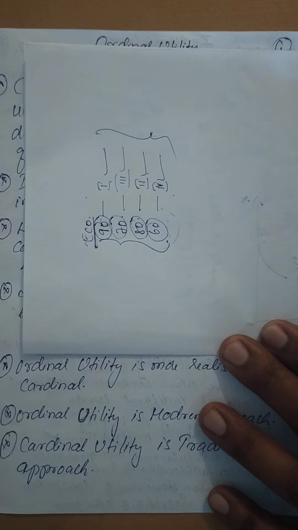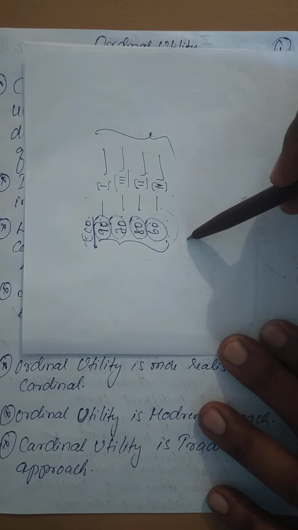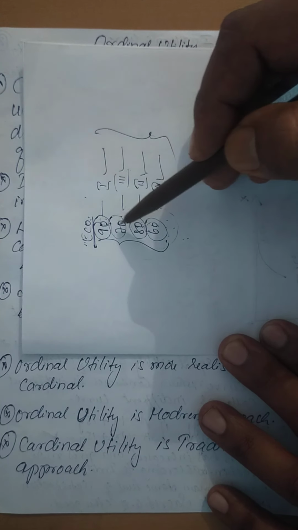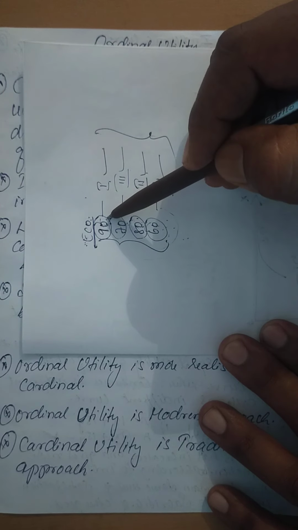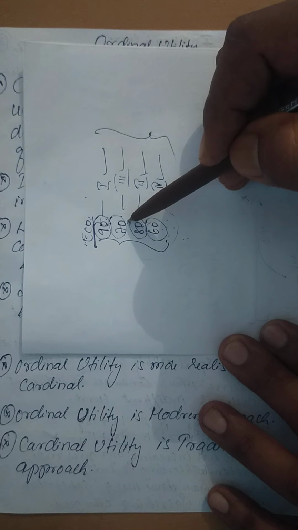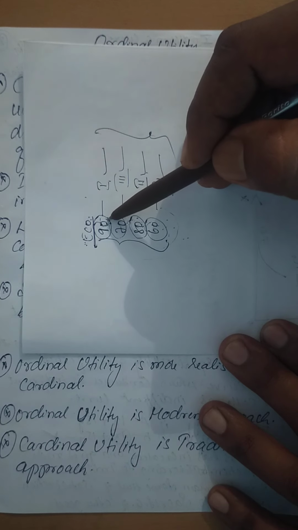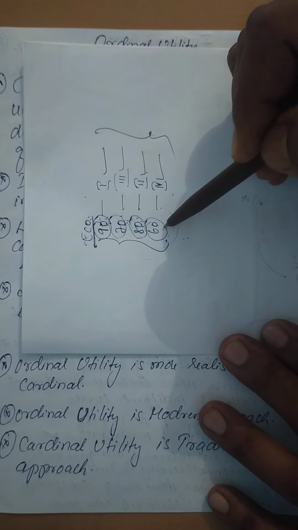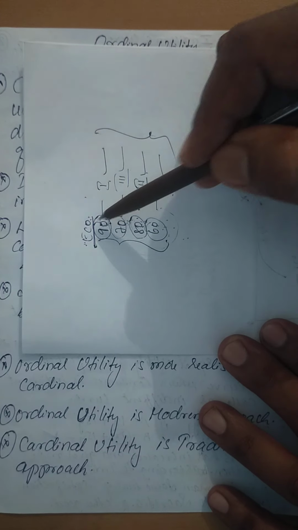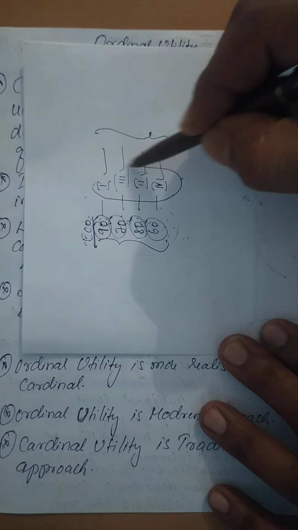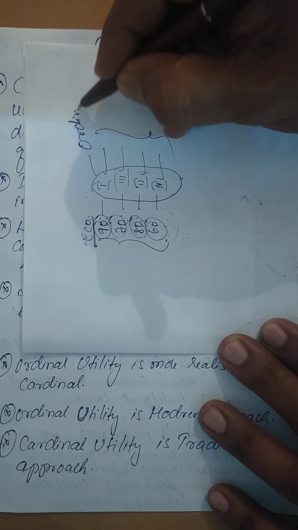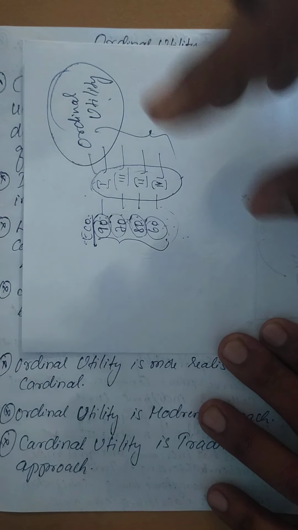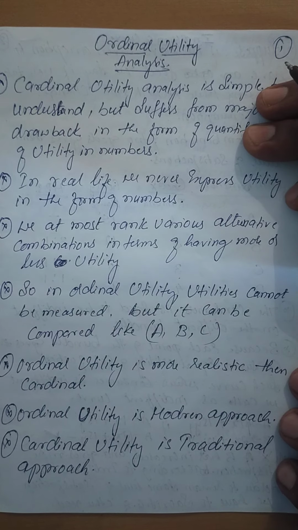That means utility of satisfaction is compared from one consumption level to another consumption level. Based on this, the ranking process is taking place. This ranking process we call ordinal utility. So based on this, we are going to deal with the process today.